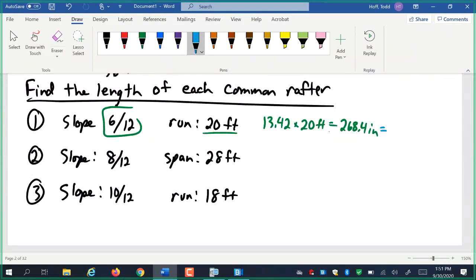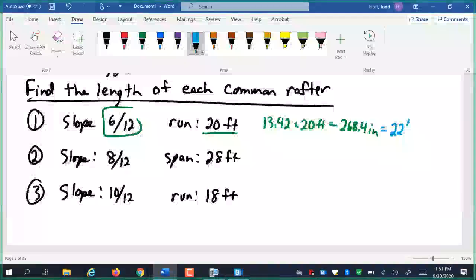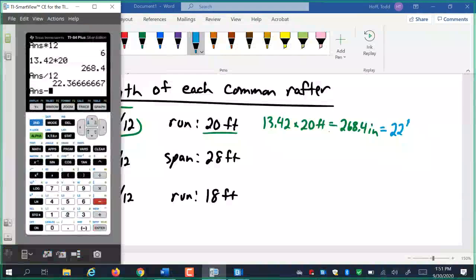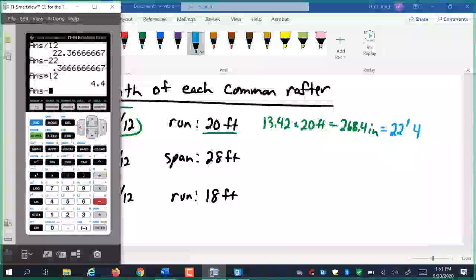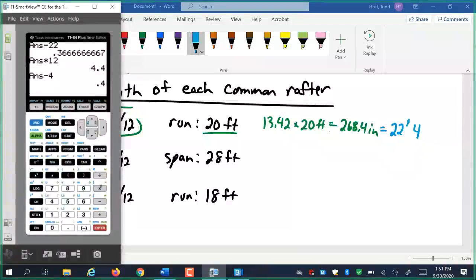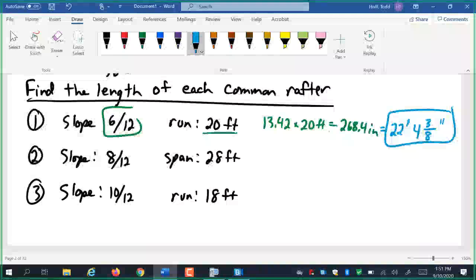If I'm going to convert that to feet, inches, and sixteenths, I divide by 12 to make it back into feet. That's 22 feet. Subtract off the 22, turn it back into inches by multiplying by 12, I got 4.4 inches, so that's 4 inches. Subtract off the 4 inches, I take that 0.4 times 16, which is 6.4, so that's 6/16, which will reduce to 3/8. 22 feet, 4 3/8 inches.